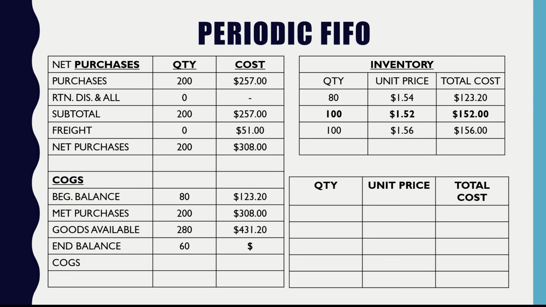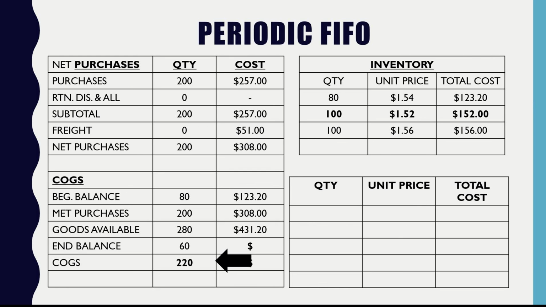It's going to be my goods available minus my ending balance to get my cost of goods sold. So in this case, 280 minus 60 is going to give me a total of 220 that I sold. All right? And just exactly like we've followed through.